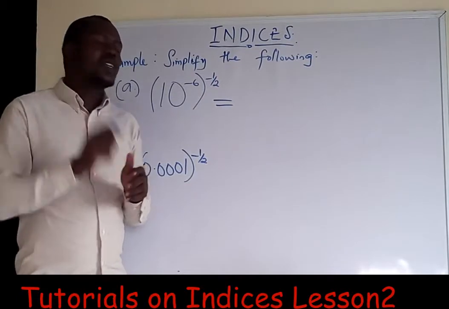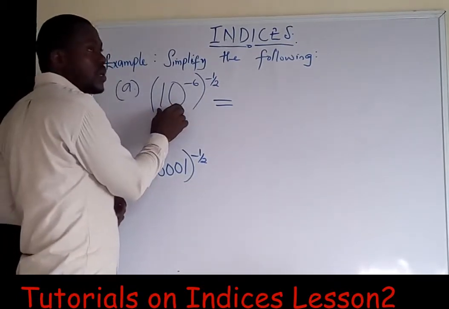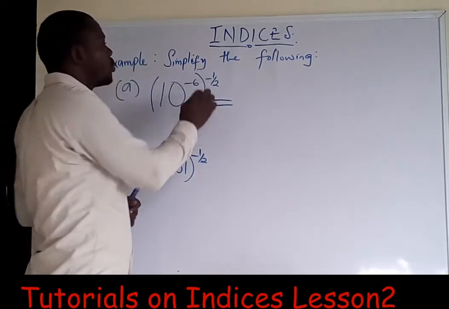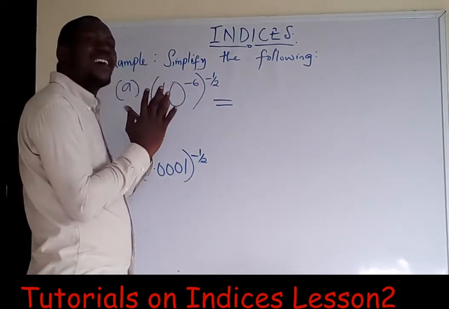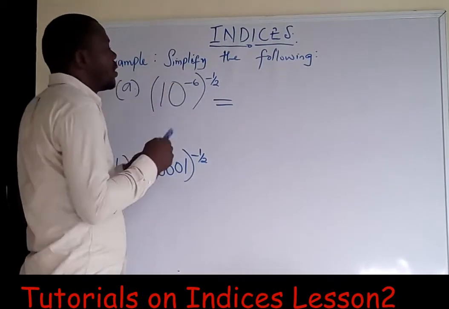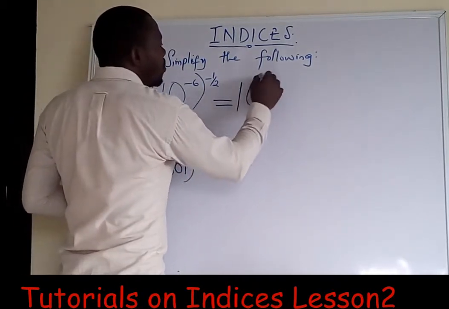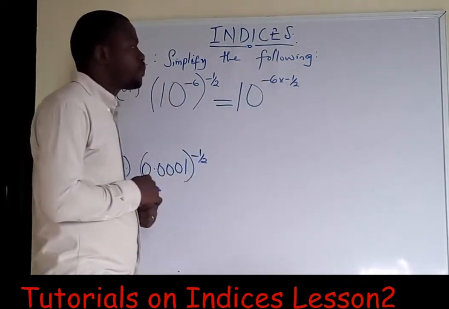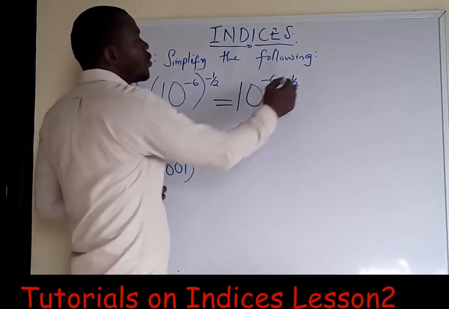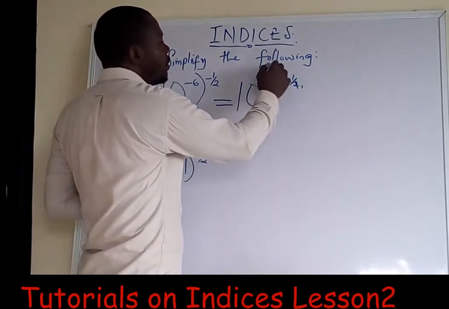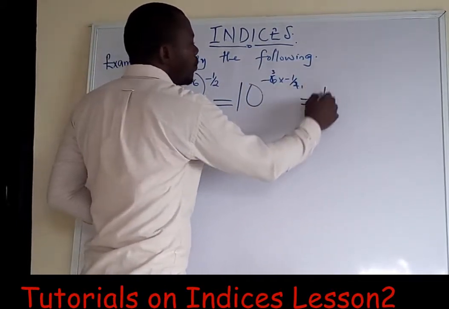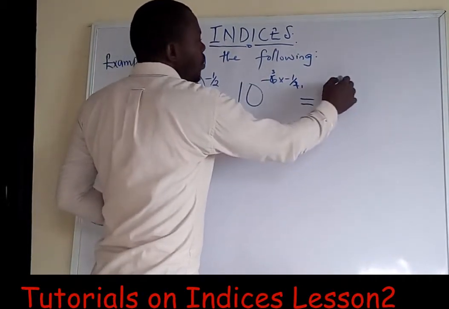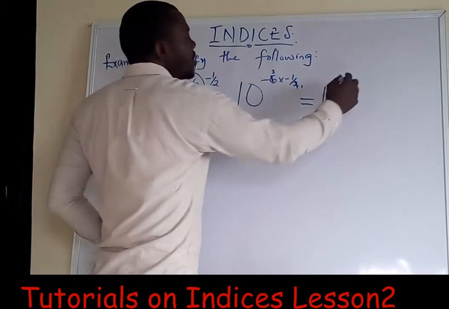One of our laws says that when you have a base number with a power and then another power outside, we should multiply the two powers together. So we have 10 to the power of minus 6 multiplied by 1 over 2, minus 1 by 2. What do we have now? We have 10 raised to the power minus times minus, that is plus, plus 3 times 1, that is 3.